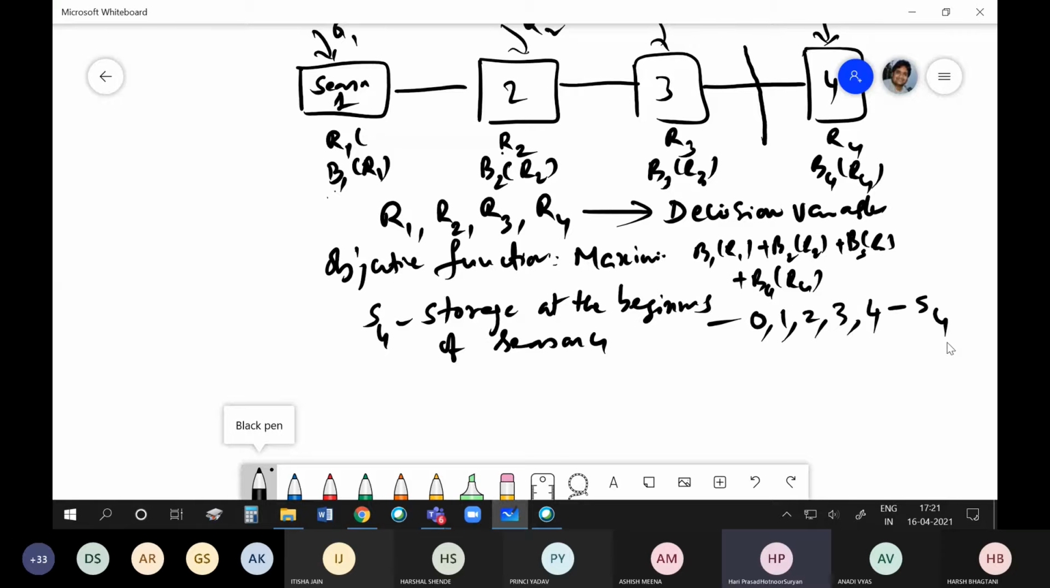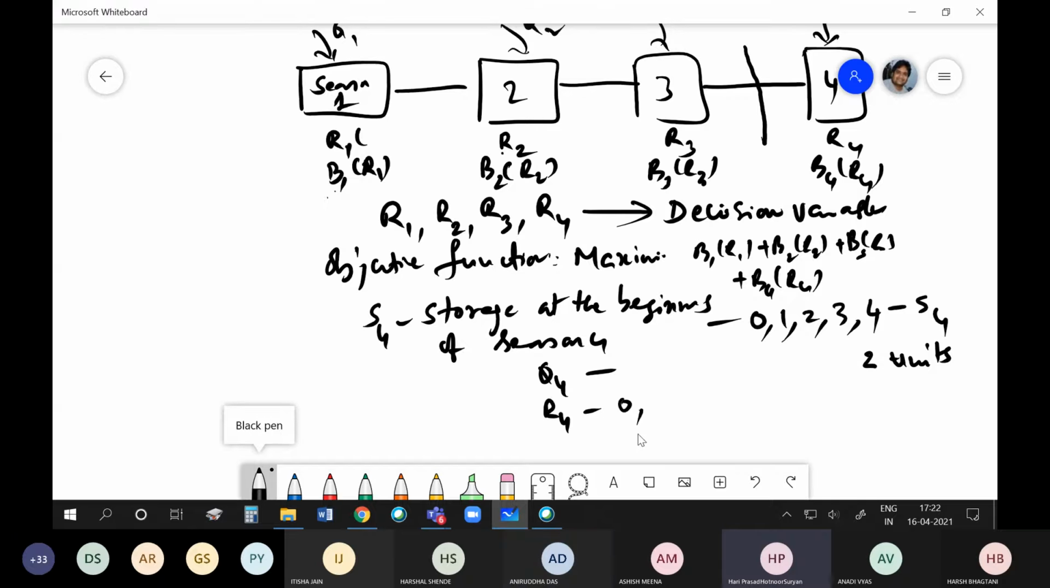How much is the inflow into the reservoir during season 4? Q4 is 2 units. It is given to you. So what are the possible releases I can have, that is R4? 0 to 6, isn't it?